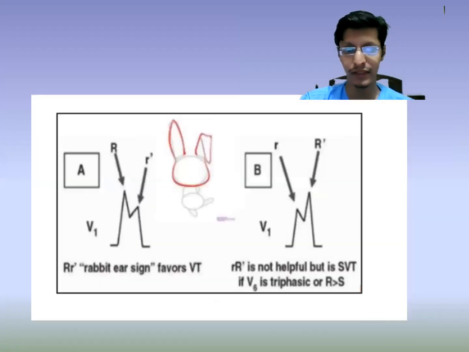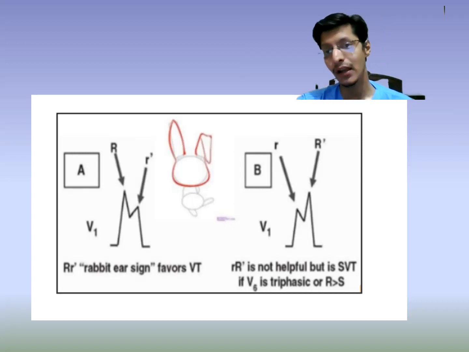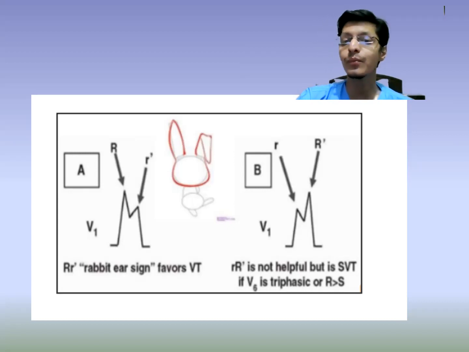So we'll move on to the next thing. You will see an RSR dash pattern. What is this RSR dash pattern? This is an R wave, then there is an S wave, and then there's an R dash wave. A rabbit ear with a long first and a short second is a very much a feature of a ventricular tachycardia. But if you have a short R and then a big R, this is a feature of a supraventricular tachycardia, not a ventricular tachycardia.